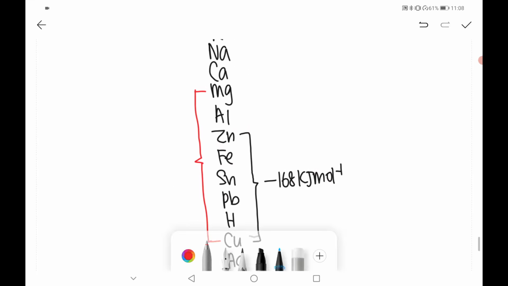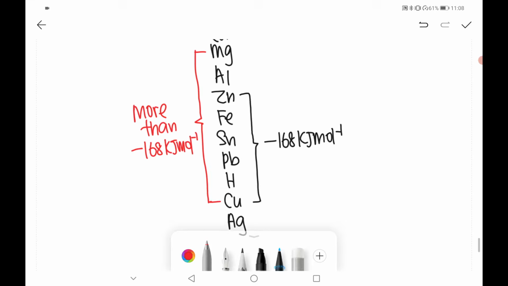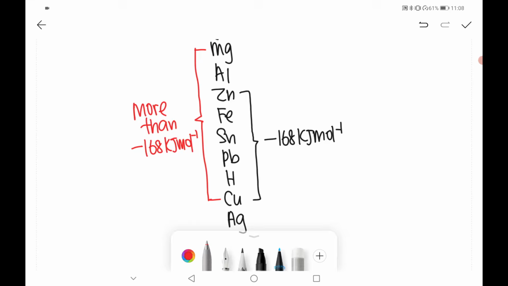So now we know the energy should be more than negative 168 kilojoule per mole. The negative here only tells you it is exothermic. Some people say, sir, I thought more than negative 168 means negative 200, and mathematically negative 200 is smaller than negative 168. No, the negative here only tells you it is exothermic. So when we compare, we compare the number only. For example, this is 168 and this one may be 200.